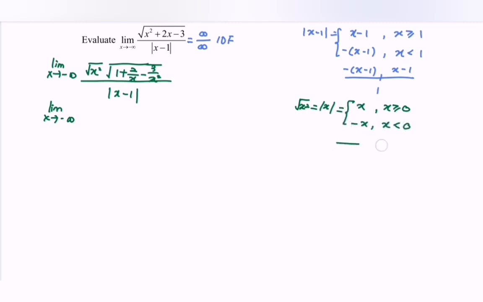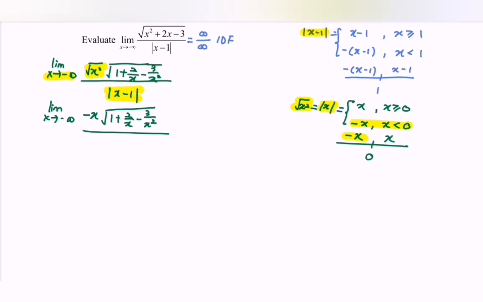So again, illustrate the situation in a real number line, where on the left hand side we have the negative x, and for the right hand side we have the x. Notice that here we have the modulus of x squared, where we have the modulus of x. Based on the situation, we have the negative infinity, meaning less than 0. So we have the negative x. Kindly substitute the situation. We have the negative x multiplied with the square root of 1 plus 2 over x minus 3 over x squared, over the modulus of x minus 1.